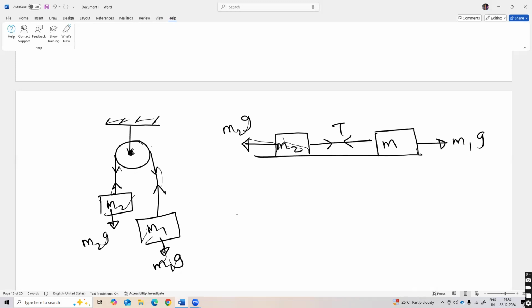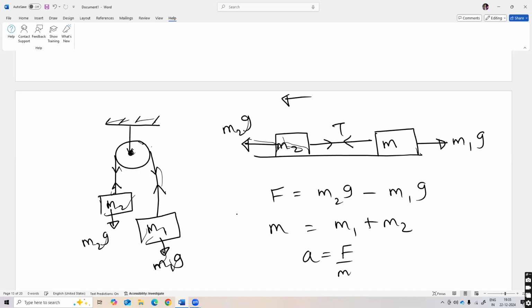So net force, let's say if the whole system is moving towards this, net force acting is equal to M2G minus M1G. Total mass of the system is M1 plus M2. Okay, so acceleration is basically force upon mass. So if we take G common, what we will get is (M2 minus M1) into G divided by (M1 plus M2). So we have just converted this problem from vertical to horizontal.